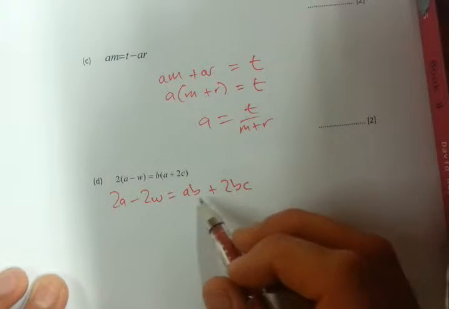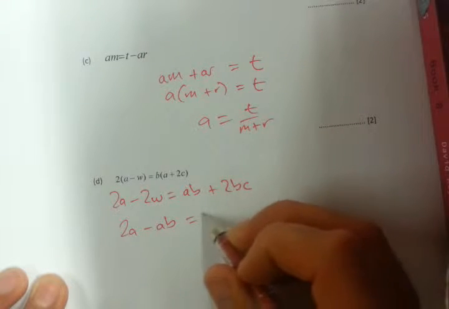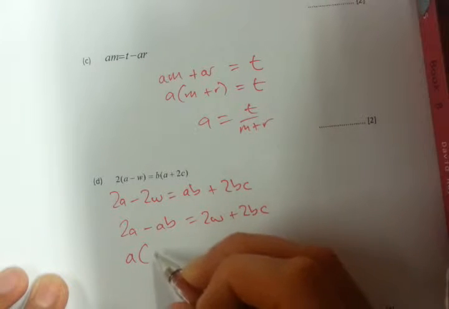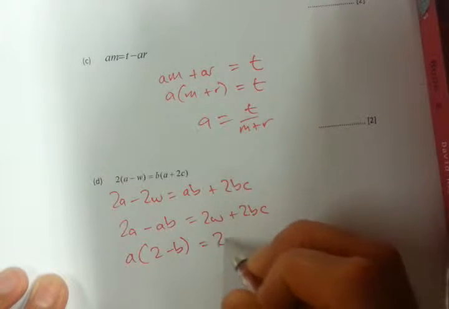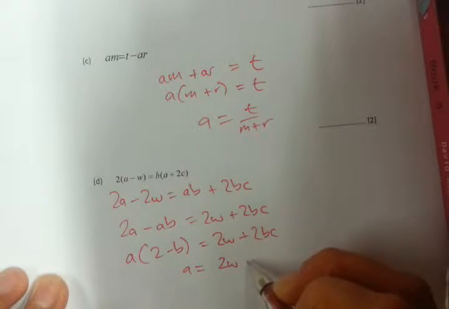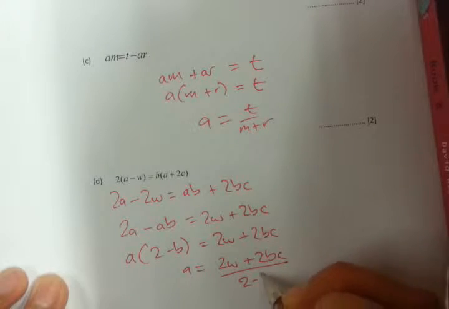Get the terms containing A on one side, so we'll minus AB, and add 2W. Could factorize this, but not necessary. Let's get the A factorized out, and then divide across. Some people got the minus of this on the top over B minus 2. Don't worry, that means the same thing.